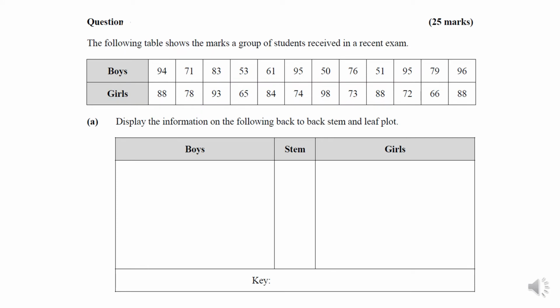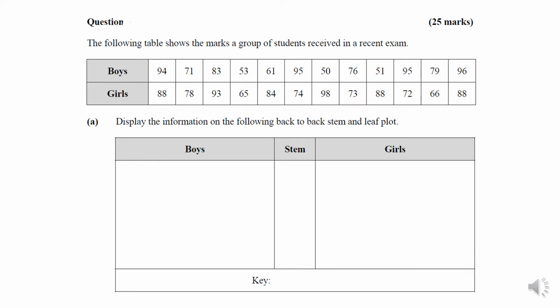Okay, so this is a 25-mark question. The following table shows the marks a group of students received in a recent exam. So we have a row of values for boys and a row of values for girls. And we have a back-to-back stem and leaf.